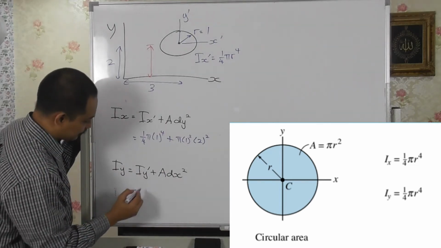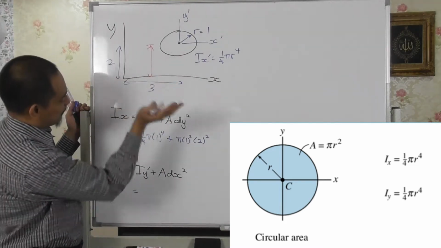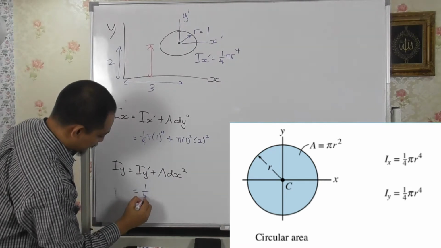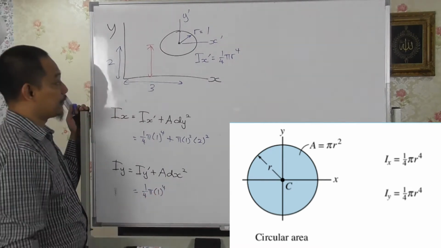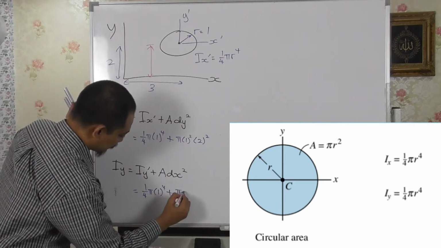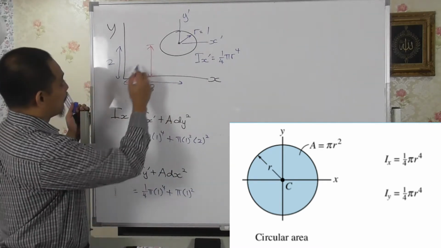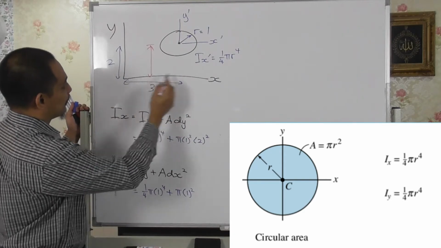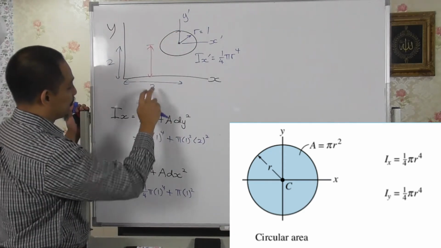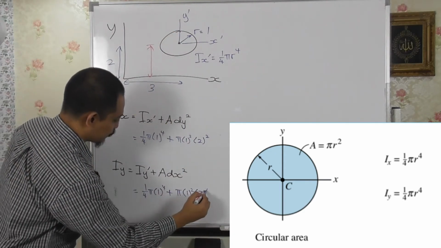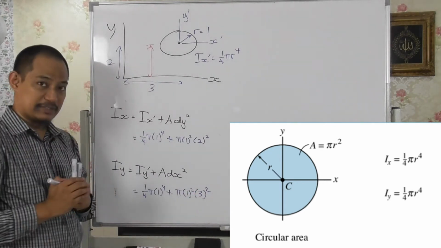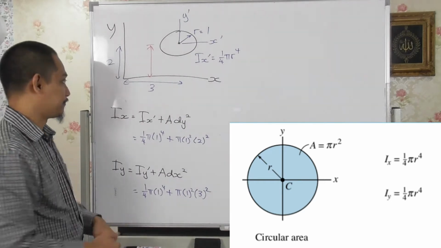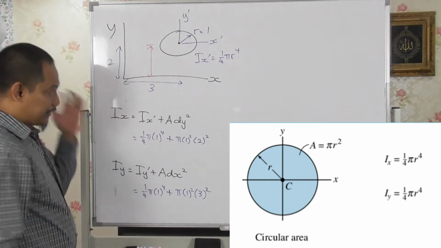What about this one? So circle is straightforward. Either direction is still the same. 1 over 4 pi r to the power 4, so in this case 1 to the power 4. And then plus pi r square, 1 square. And then what is the dx? Dx is this one. Between y and y prime, it is 3. So 3 square. Right? It's not that difficult, right? Or it's not difficult at all. Okay? Right, so that is for circle.